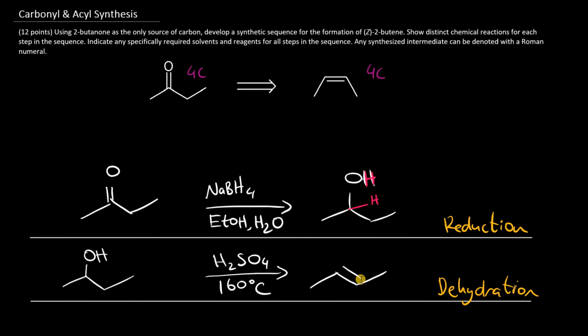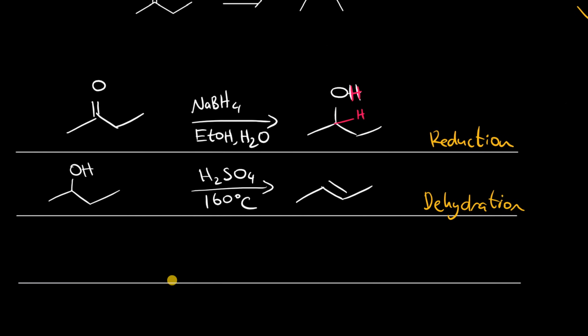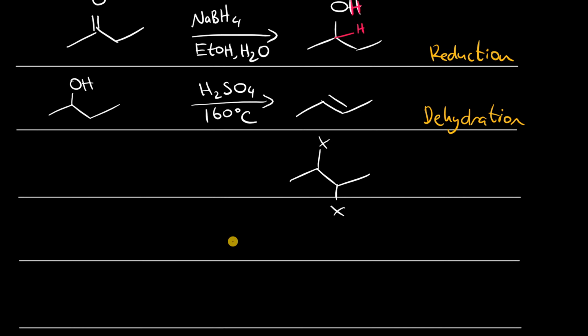So now that we have this trans-alkene, we need to go to the cis-alkene, and we said we need to do that with an alkyne intermediate. Essentially what we need to do is convert our alkene into a vicinal dihalide, which can then be formed into an alkyne, like so, and then finally our cis-alkene. So we have 3 steps to accomplish.